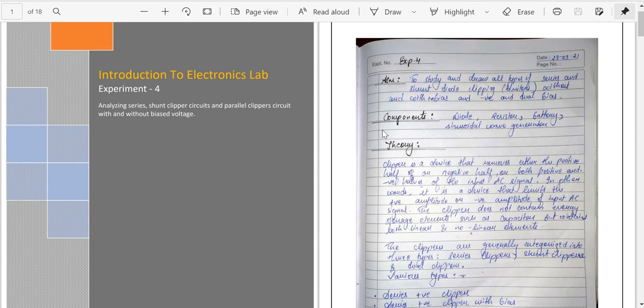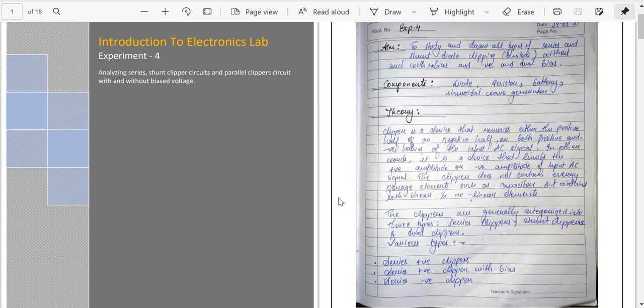Hello everyone. Our experiment 4 part A is about analyzing the series and shunt clipper circuits, and also the parallel clipper circuits, with and without biased voltage. I have written down the aim of this experiment: to study and draw all the types of series and shunt diode clipping with and without bias condition, and with negative and dual bias.